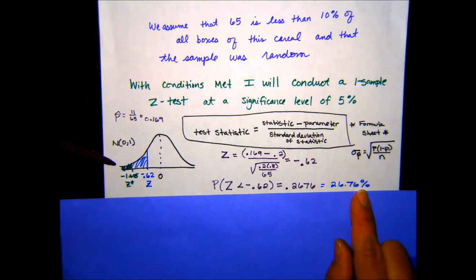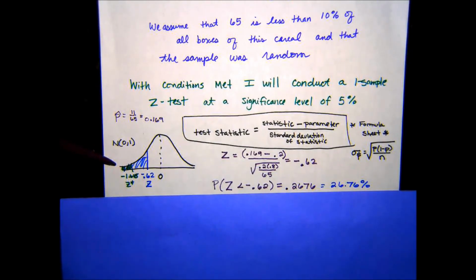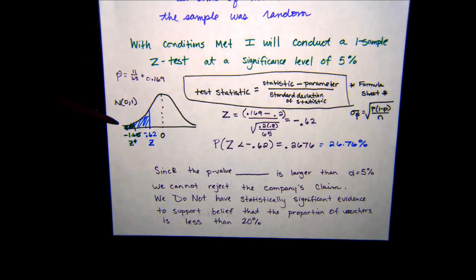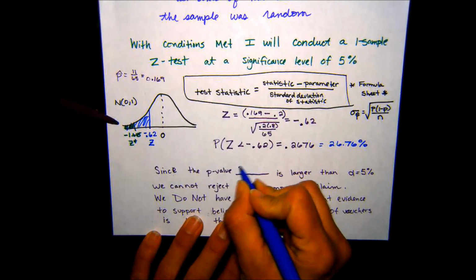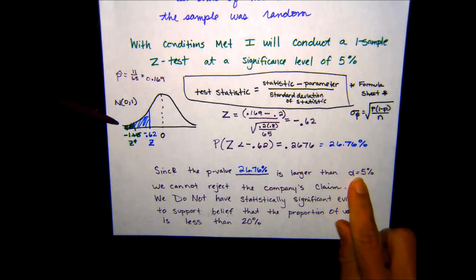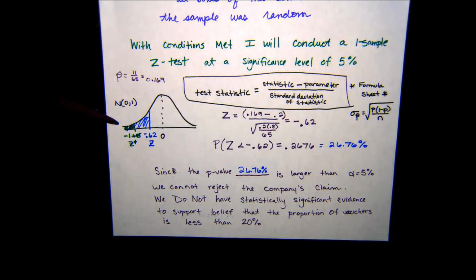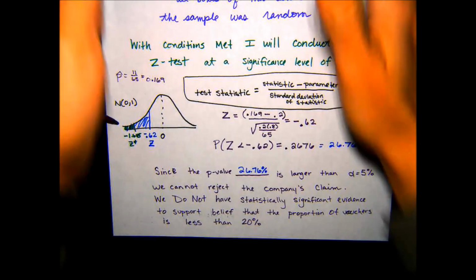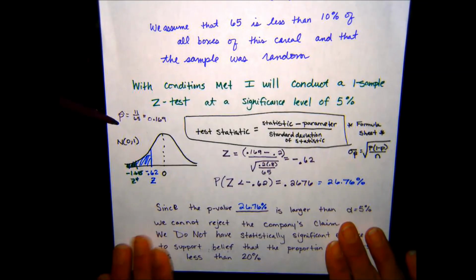Okay, so what's our conclusion? We've done all the calculations. From here, we just say, since the p-value, 26.76%, is larger than the alpha that I set, or actually really any reasonable alpha you might set, even if you chose 10%, we cannot reject the company's claim. We do not have statistically significant evidence to support belief that the proportion of vouchers is less than 20%. All of these steps is really what you need in order to get a 4 on the AP test on this type of question.